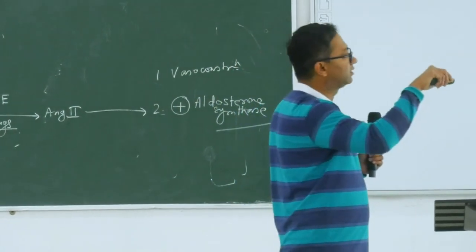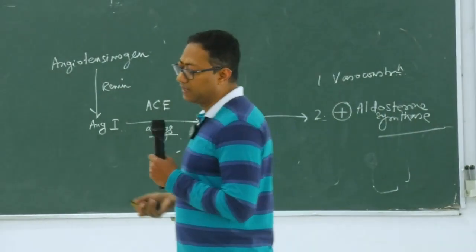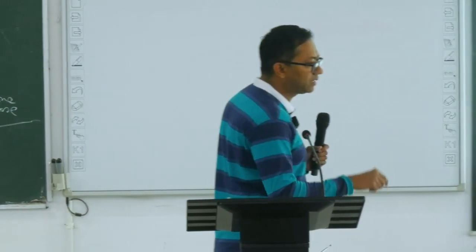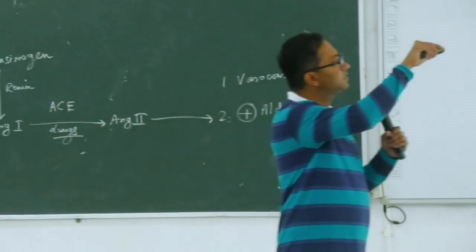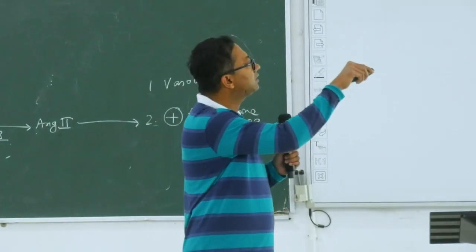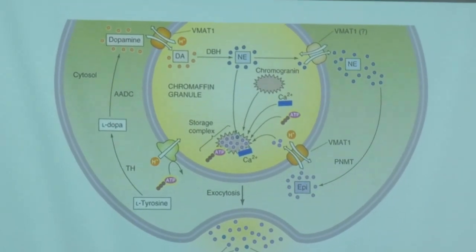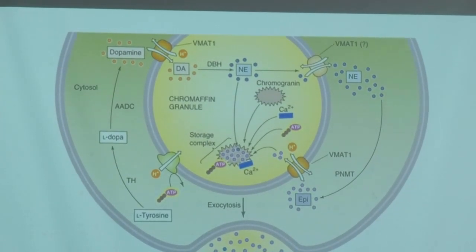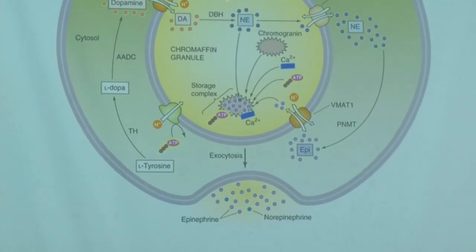You remember this pathway, the synthetic pathway of epinephrine and norepinephrine. So, the precursor molecule is tyrosine. With the help of hydroxylase, it converts into L-DOPA. L-DOPA with the help of decarboxylase converts into dopamine. Now, this dopamine enters into the chromaffin granule with the help of VMAT. It is a transporter. VMAT transporter is located everywhere, you see here. Now, dopamine converts into norepinephrine.